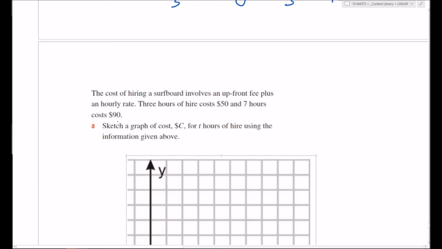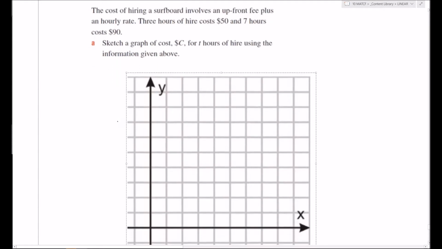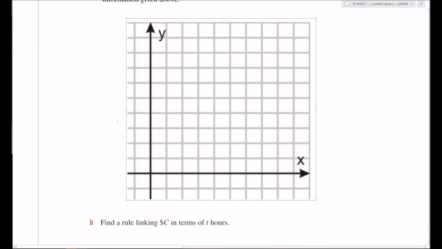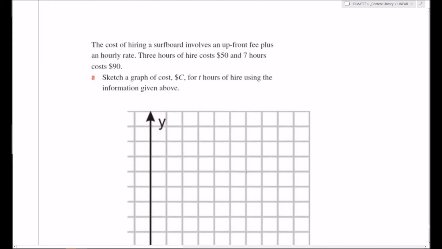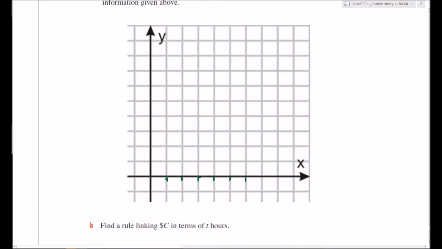Now that might look a little bit tricky, but for now, what I would do is first plot my numbers. So on my x and y axis, I will plot my numbers. I can see in the information given to me that there's 3 hours and then there's 7 hours. So I want to make sure that my graph goes all the way up to 7. So you've got 1, 2, 3, 4, 5, 6, 7.